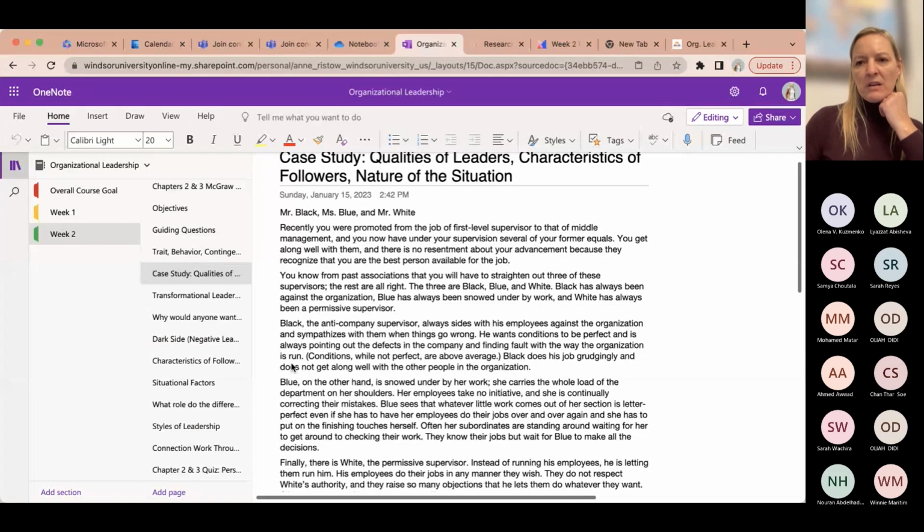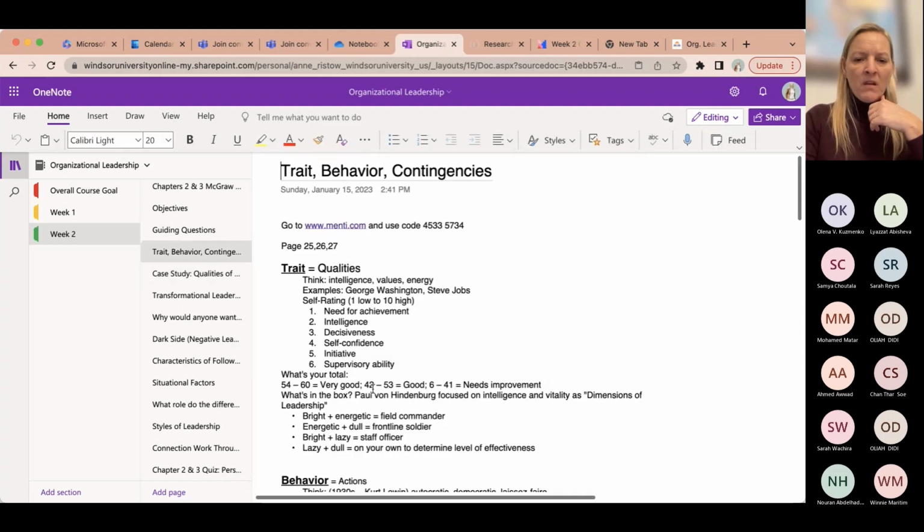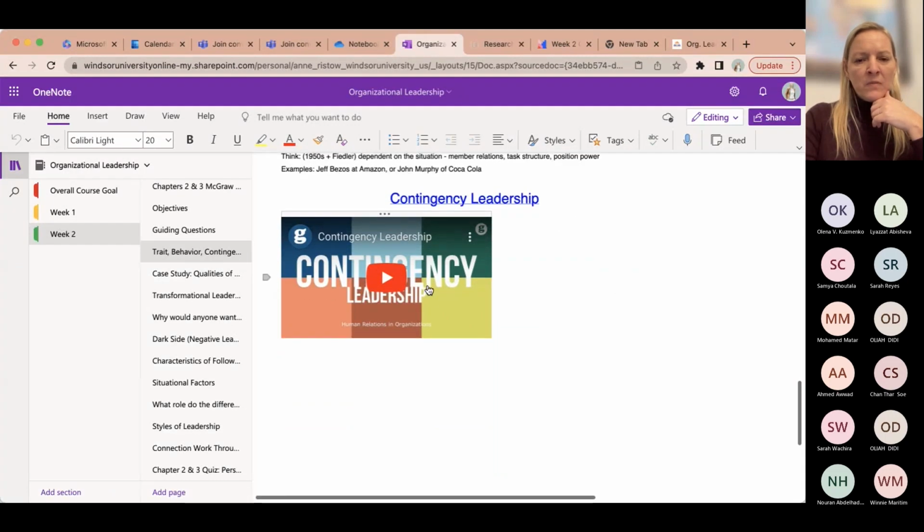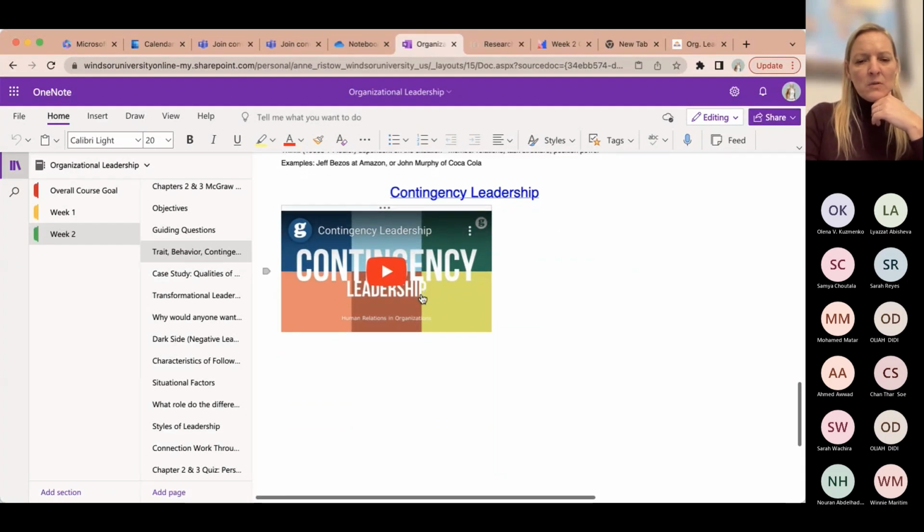Anything else in regards to our case study? Okay, I'm just going to back up for a minute and take us down here to this quick contingency leadership, just so that it can articulate a little bit more about what I'm saying about developing a wider lens or a systems approach to your leadership.